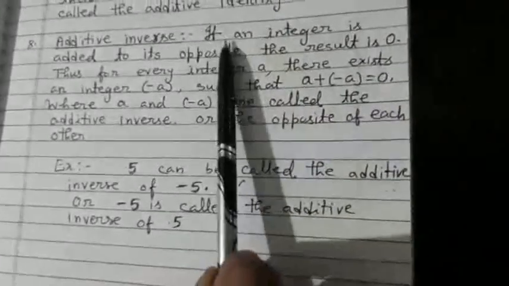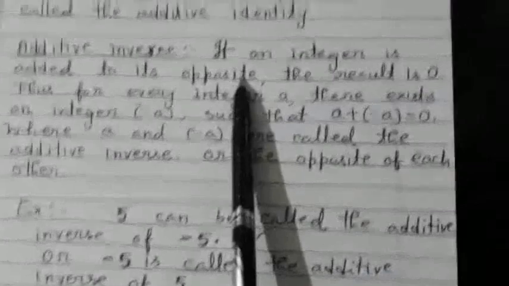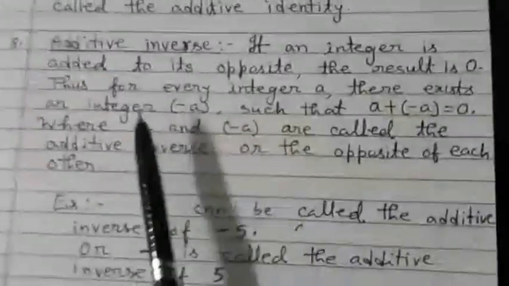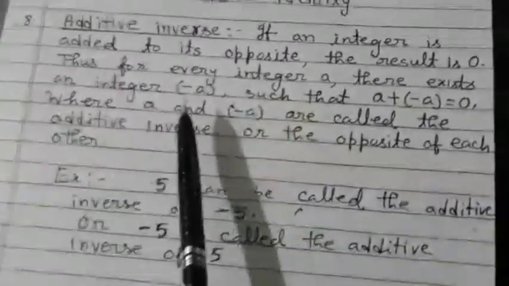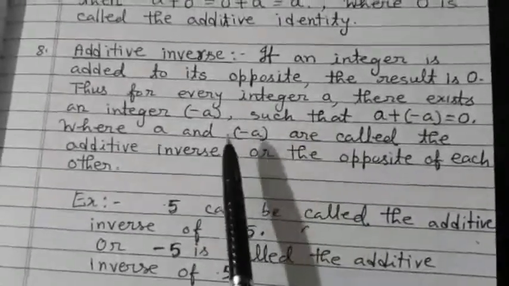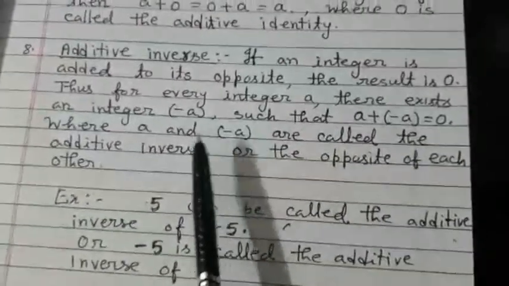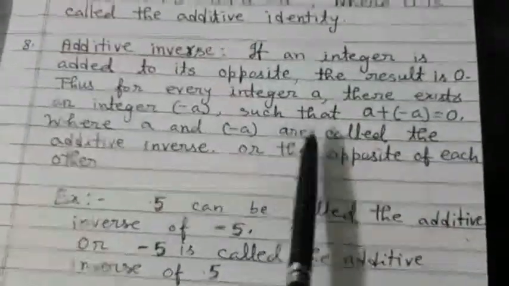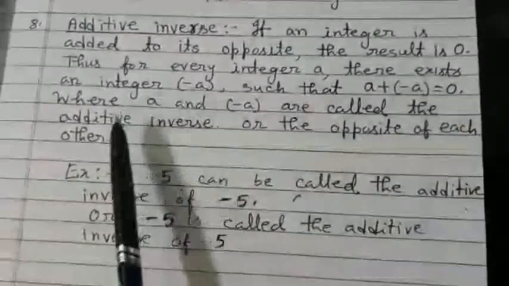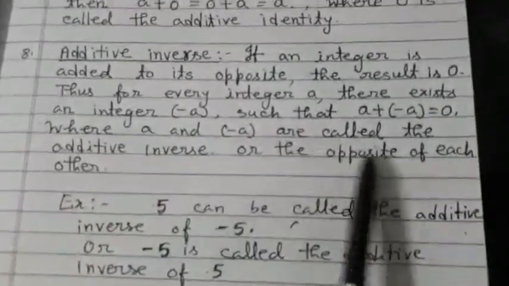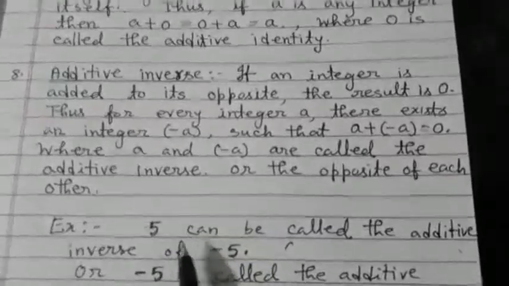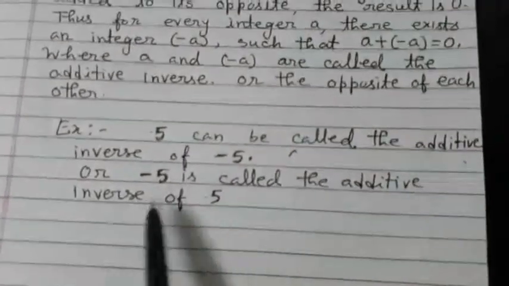Additive inverse. If an integer is added to its opposite, the result is 0. That means a plus minus a equals 0. Here a and minus a are called the additive inverse or opposite of each other. As an example, 5 can be called the additive inverse of minus 5. Similarly, minus 5 is called the additive inverse of plus 5.